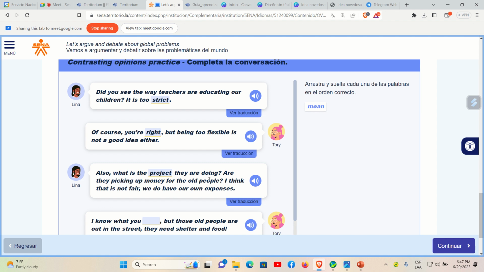Picking up money for the old people? I think that is not fair. We do have our own expenses.